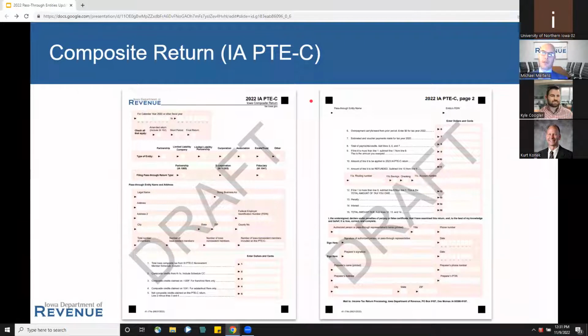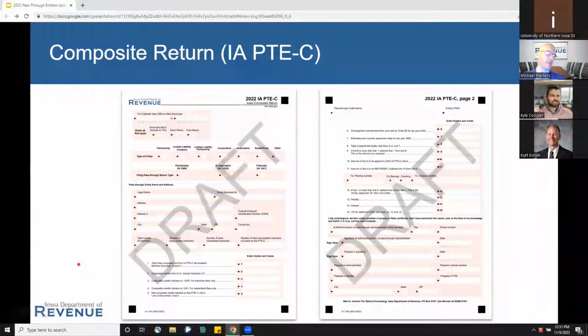If one member happens to have a loss allocated to them, that loss is not netted against any other non-resident member's composite tax due. So it's really a separate calculation for each non-resident member. After you've done that for each non-resident member, those total amounts of composite tax due are summed, and they flow through to the first line of the return, which is the total composite tax due.